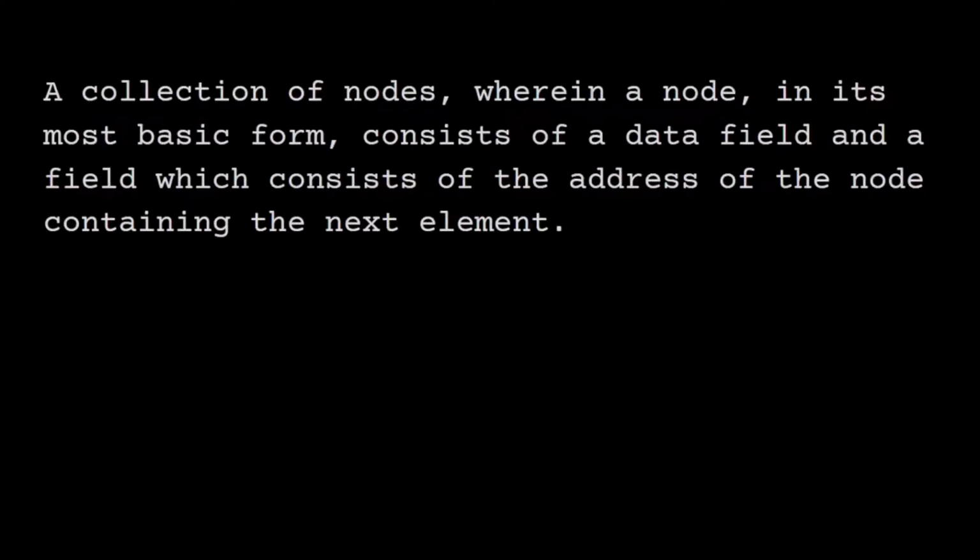Let's of course begin with the definition of linked lists. So, a linked list can be defined as a collection of nodes wherein the node in its most basic form consists of a data field and a field which consists of the address of the node containing the next element, that is the consecutive element. So basically, it's like a train with many compartments, and each compartment can be considered as an individual element, and the linkers of the compartment can be considered as the field which points to the address of the next node.